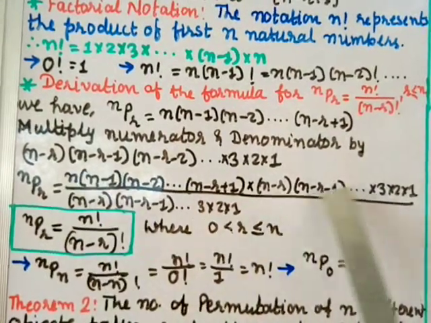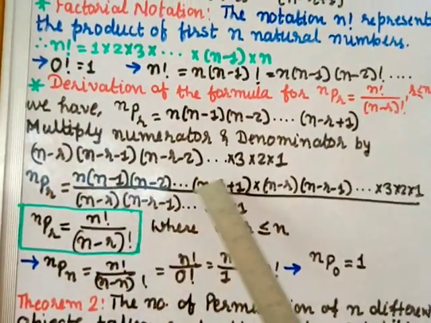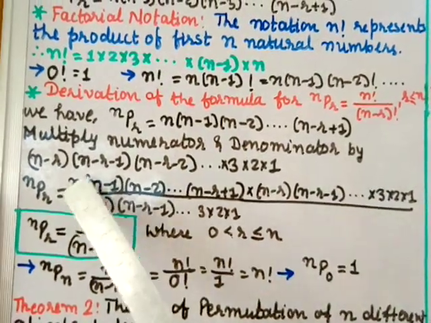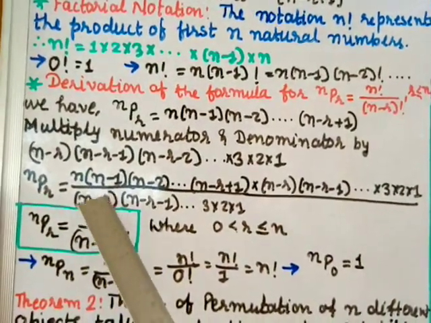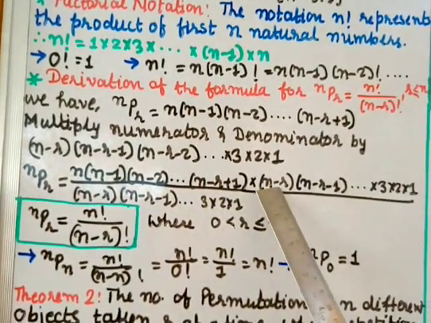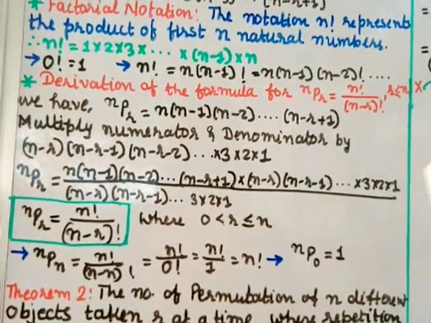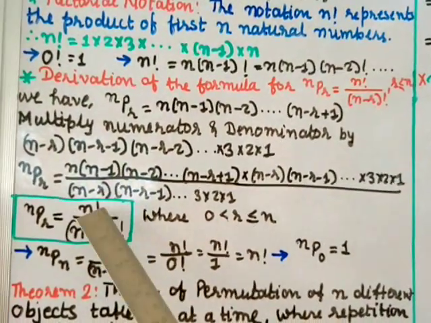But this numerator is nothing but n factorial, the product of the first n natural numbers. Starting from n, (n minus 1), (n minus 2), up to (n minus r plus 1), then (n minus r), (n minus r minus 1), and so on up to 1. So that is your n factorial. So I write this as n factorial.